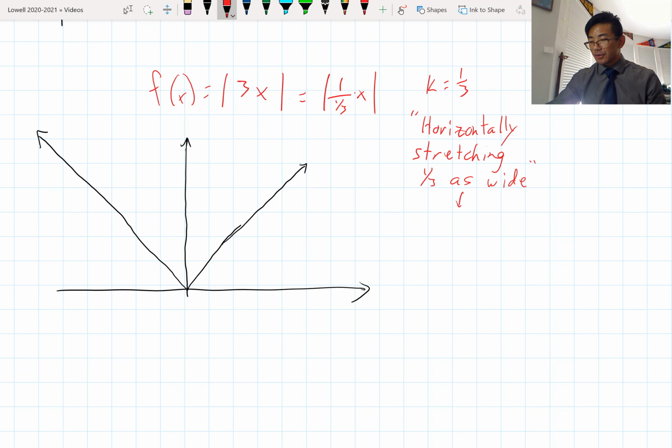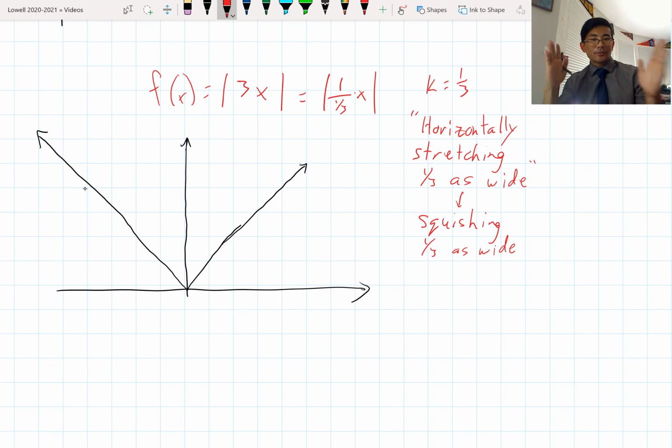In other words, you're squishing it. Again, 1/3 as wide is really what you're doing. And so now, the way that's going to work is that since I'm squishing it now, it's going to look like this. So this point right here, if this was, let's pick this point right here, 3, 3, then you're going to shrink the x value by 1/3 to 1, 3. And likewise on the negative side here.